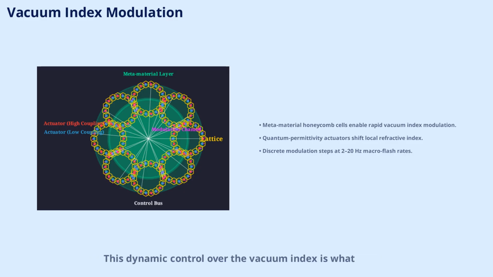This dynamic control over the vacuum index is what allows the HFPTD to generate thrust without expelling mass, setting it apart from conventional propulsion systems.